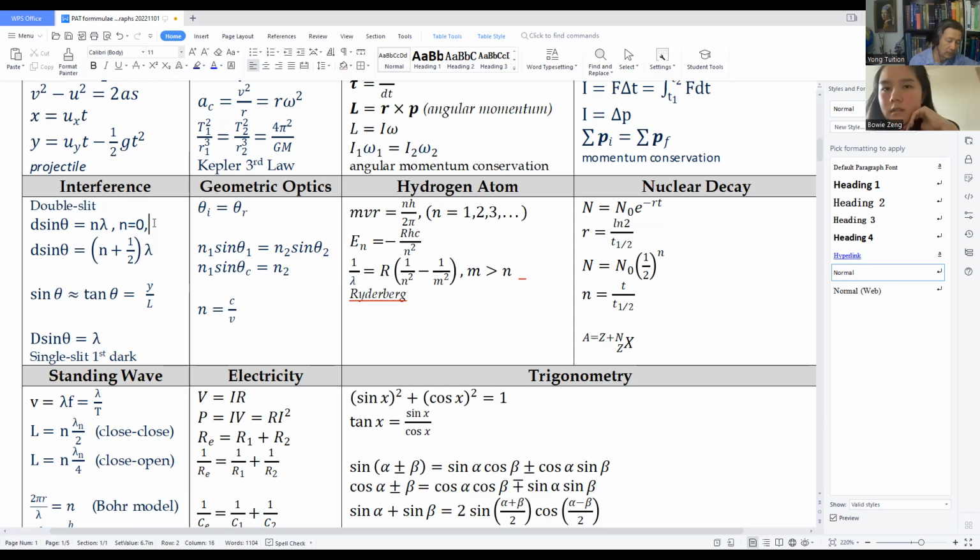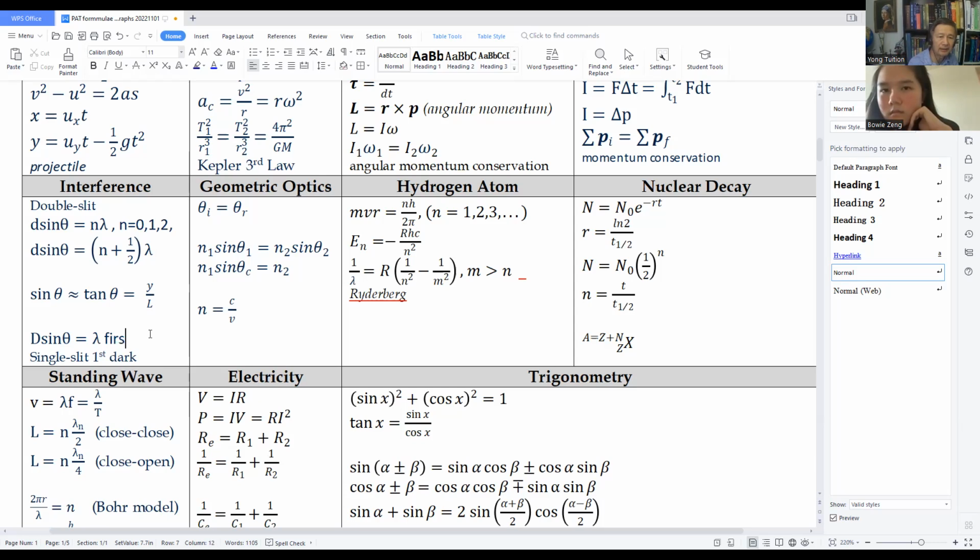I'm just not sure whether it indicates a dark band or a bright band. In this one, you only start with one formula, which is for the first dark. This is the first dark, okay? Because the central is bright. From this first dark, they can work out how big the central bright spot is. You don't need to know the general formula for the darkness for the single hole.